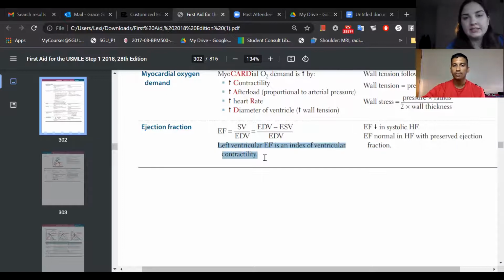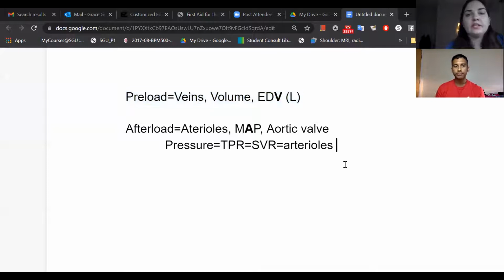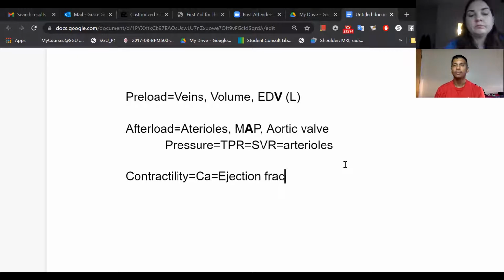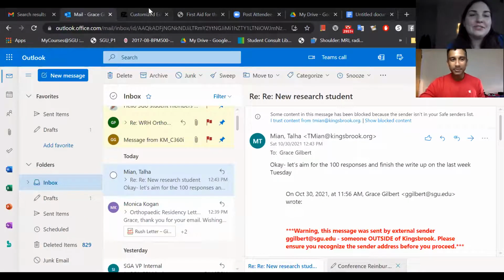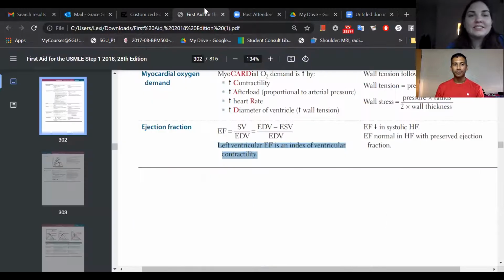So if you read this sentence, left ventricular ejection fraction is an index of ventricular contractility. Right. So what we really want to put over here, if we're adding, is contractility equals calcium equals ejection fraction. And other things, but everything affects everything, which is kind of the problem. But okay.